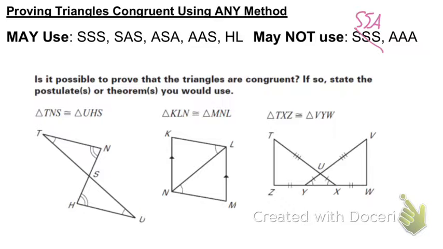Side, side, side and angle, side, angle we learned last week. Angle, side, angle, angle, angle, side, and hypotenuse, leg we learned today. The ones we can't use are side, side, angle and angle, angle, angle. We'll talk more about those next class on Wednesday, for sake of time today. I don't want to take up the time with that right now.